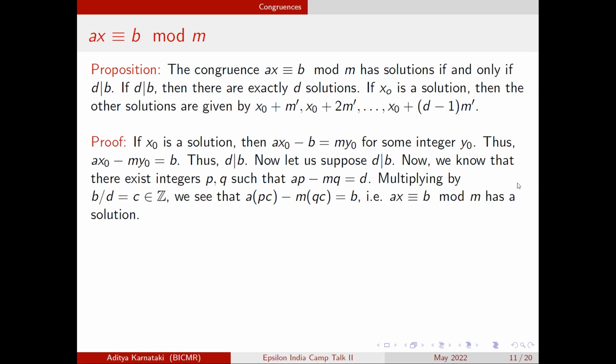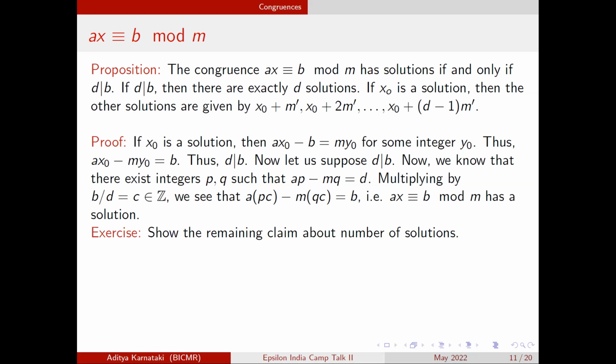And so if I multiply by this B over D, which is denoted by C, then you will see that A times PC minus M times QC is B. And so we have solved the linear equation. Yeah, okay so far? So the first line is proven. If there exists a solution, then D divides B. And suppose we start with D divides B, then I have provided you with a solution. So this is an if and only if condition.